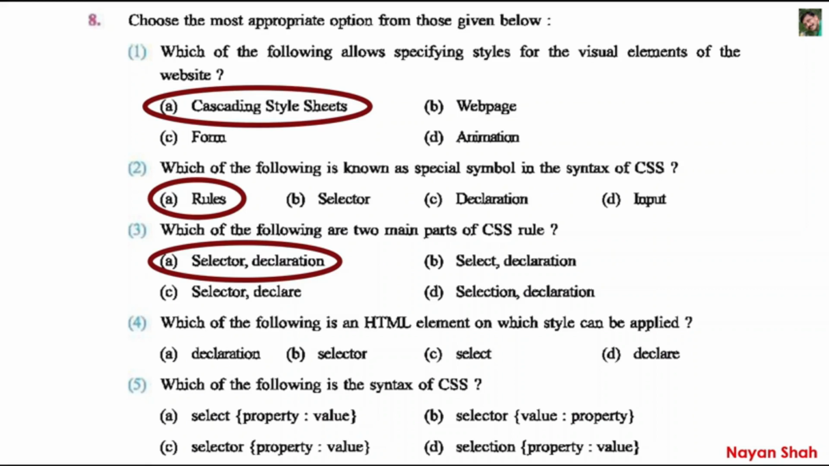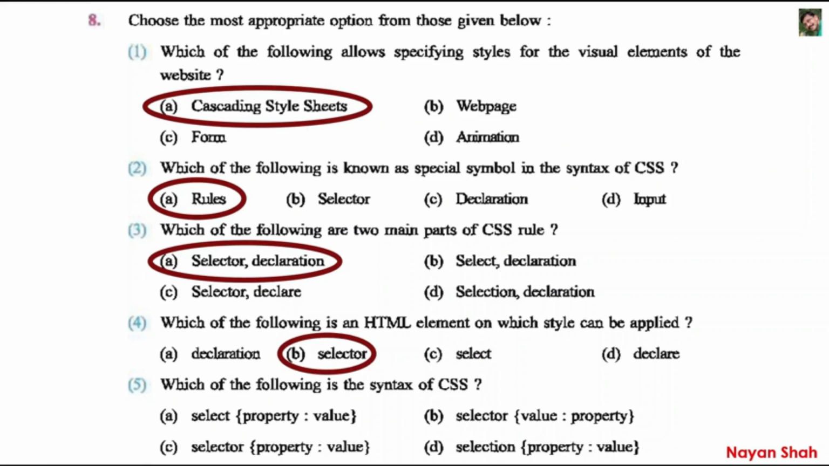Next question. Which of the following is an HTML element on which style can be applied? You know that there are two parts of CSS, selector and declaration. Out of that, on which do we apply the CSS style rules? We apply it on the selector. So the selector is the element on which style can be applied.